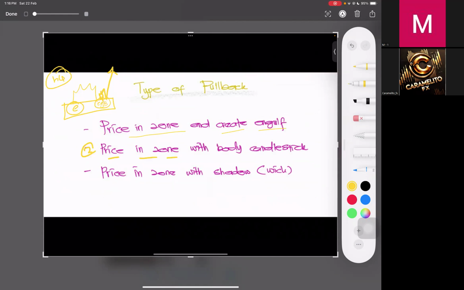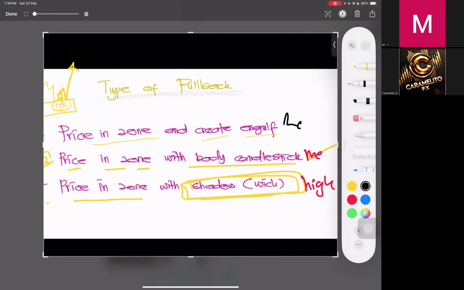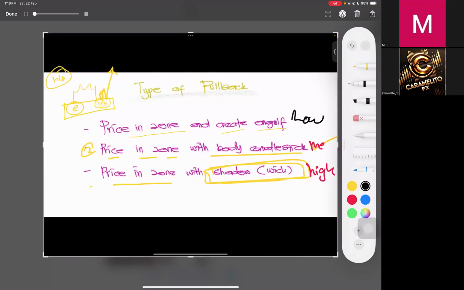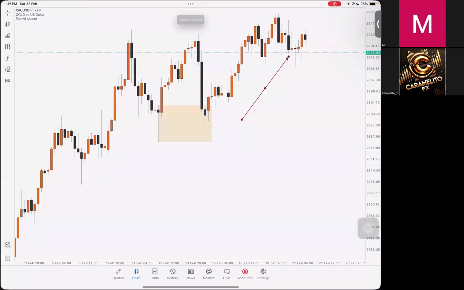Whenever price goes inside my zone and price started to close with a perfect candlestick body, we're going to process an entry. And then the last choice is whenever price goes inside our zone, we're going to trade the shadow. But this one you have to be careful. It's really high risk entry. Okay, this is really high risk. This will be medium. This will be low risk entry. Okay, so let's go to our chart to be more specific about the explanations.